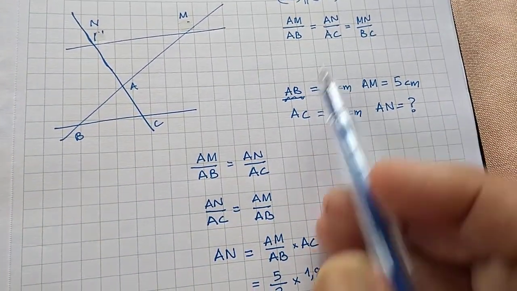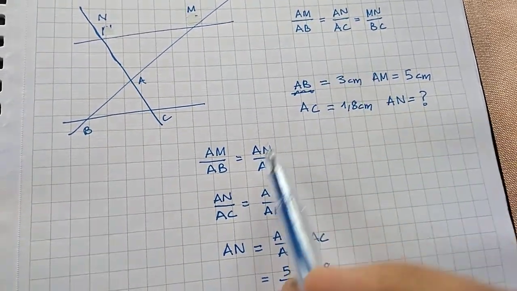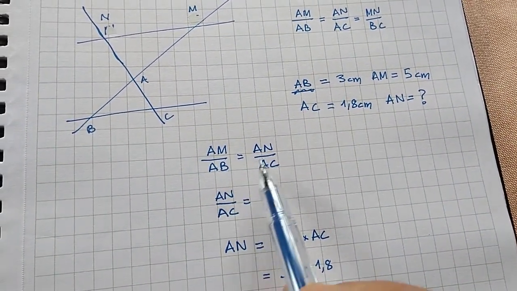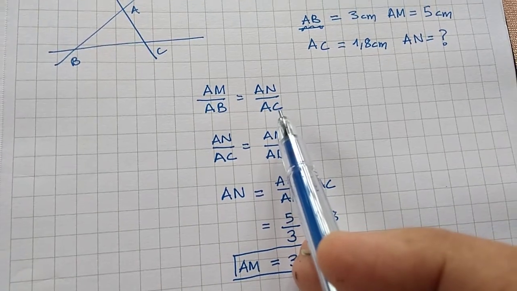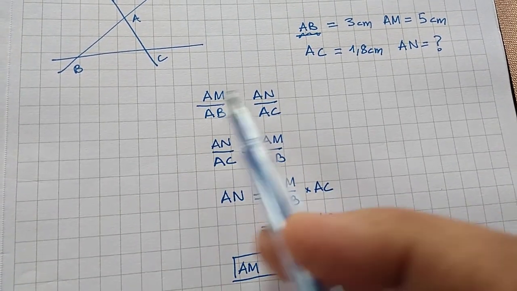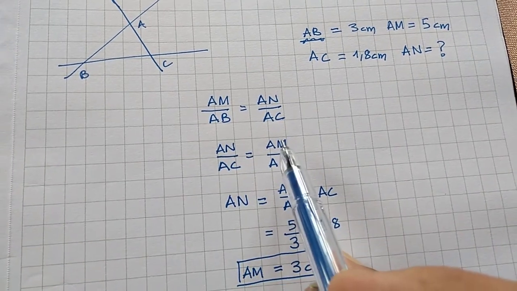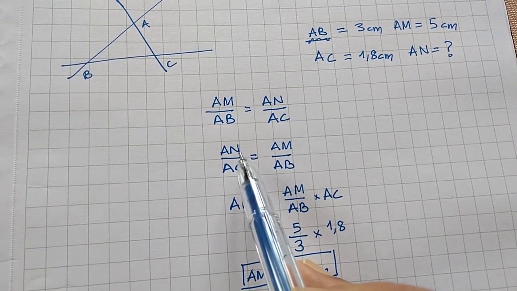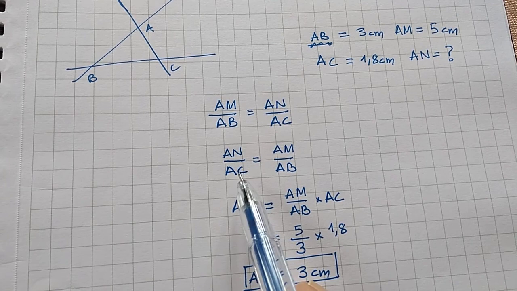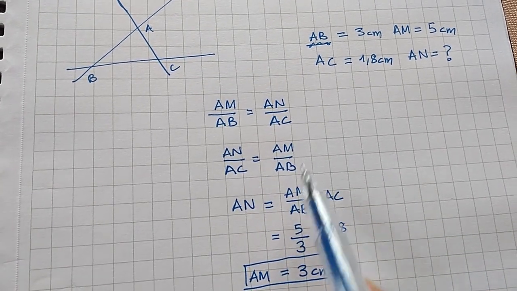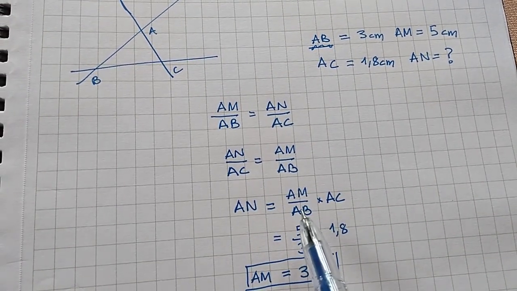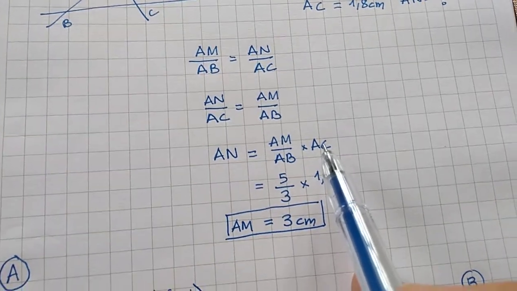So we just take the first two terms, we get AM over AB is equal to AN over AC. Let's just switch them. So I write on the left AN over AC, and on the right AM over AB. AN is already there, so we multiply this with AC: AN is equal to AM over AB into AC.